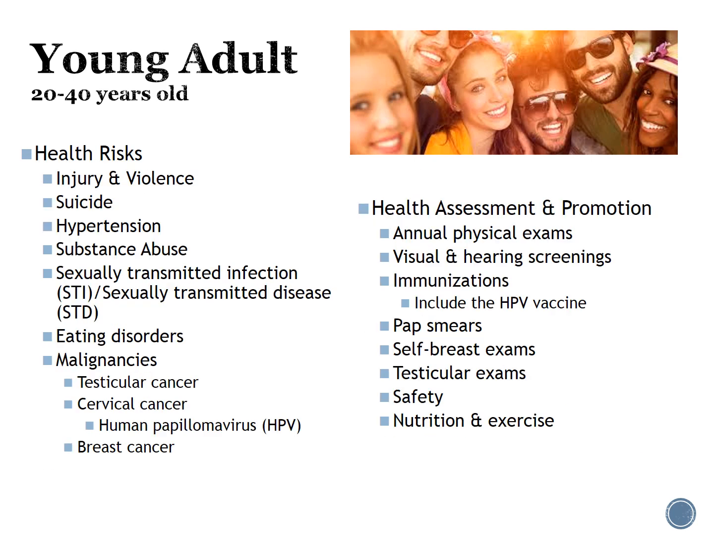For the young adult, there are many health risks, including injury and violence. We want to look at this age group and be sure that we're addressing these different health risks to ensure that we're trying to help them be as healthy as possible. Several things that we might need to address in this population are substance abuse, suicide, sexually transmitted diseases, eating disorders, and also malignancies. There are some top ones listed here.